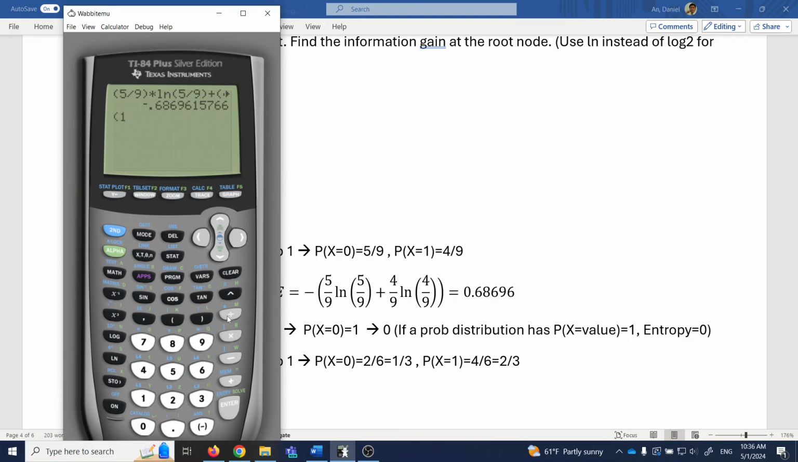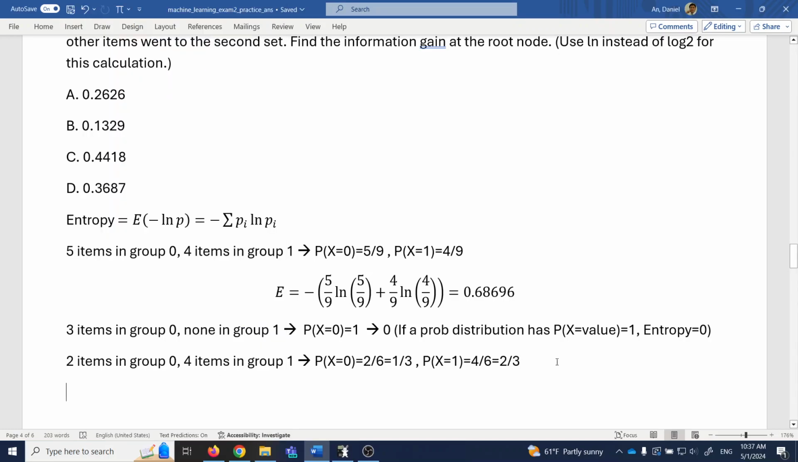Okay, so let's do a similar calculation with that. Parenthesis 1/3, parenthesis times ln of 1/3, and then plus parenthesis 2/3 times ln of 2/3, and that gives us 0.63651. So that gave us entropy equal to 0.63651.